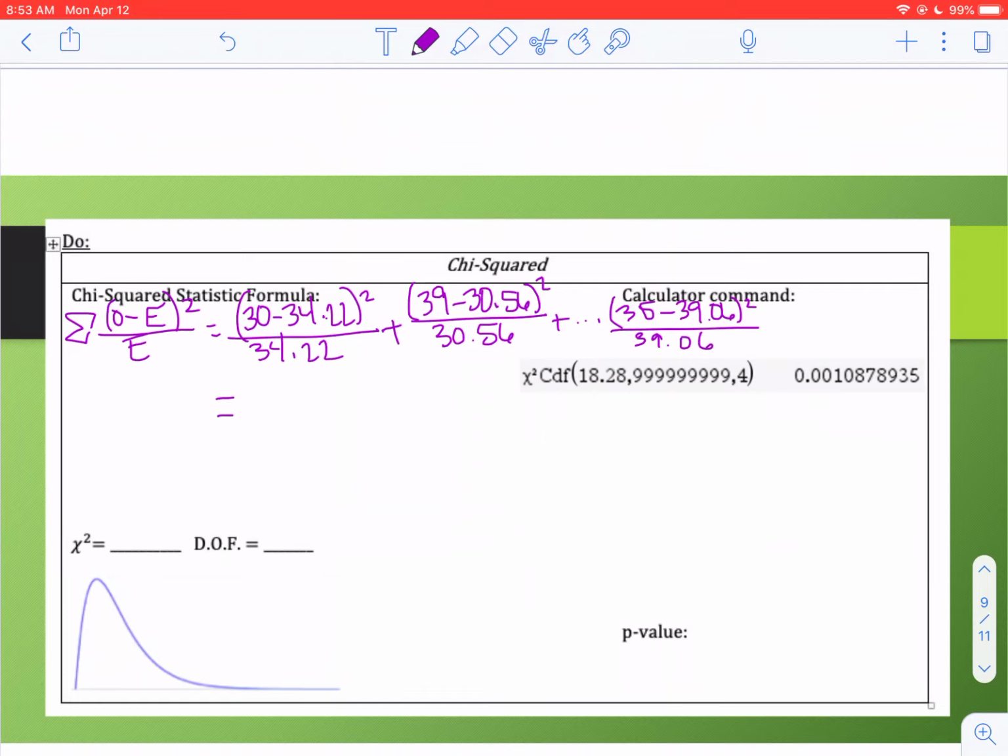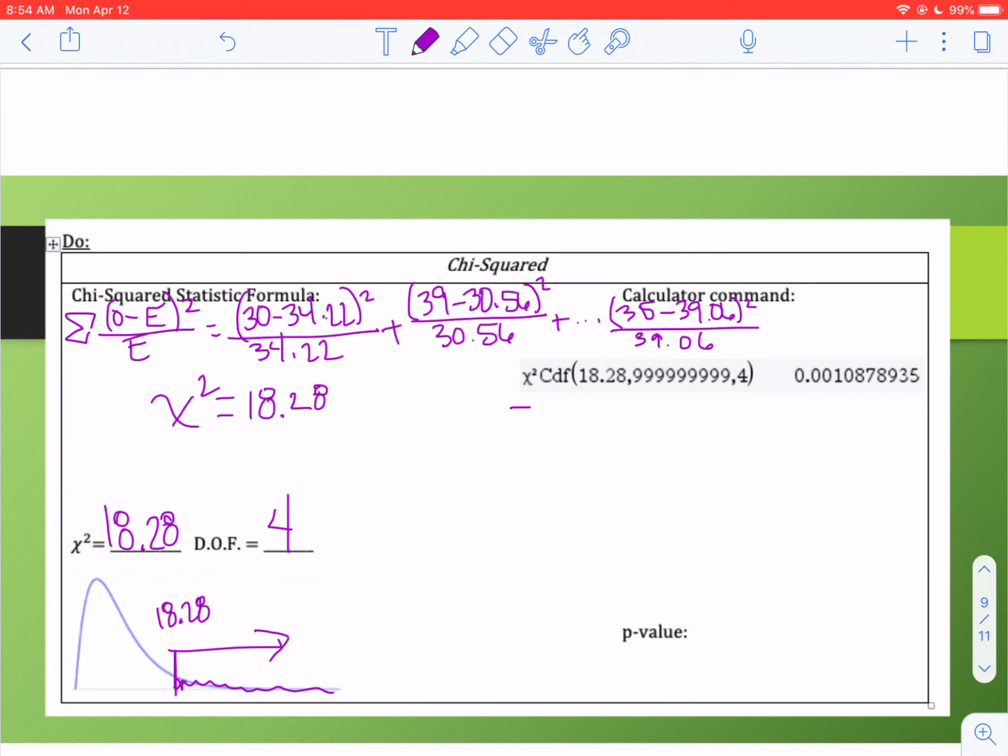And then once we get all of those added up, we get 18.28, which is quite a large chi-squared statistic. So our chi-squared is 18.28. Our degrees of freedom from before is 4. So if we draw that on here, 18.28. And with chi-squared, we're always looking at going to the right, so greater than.